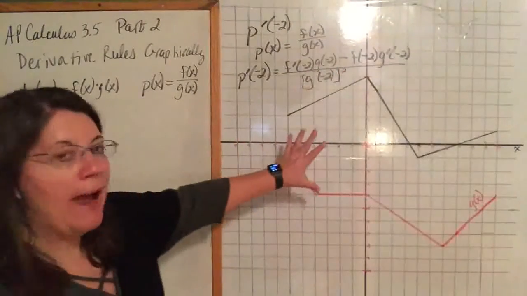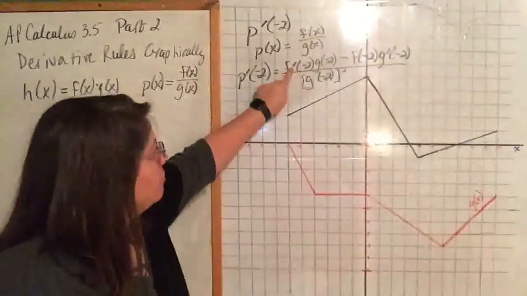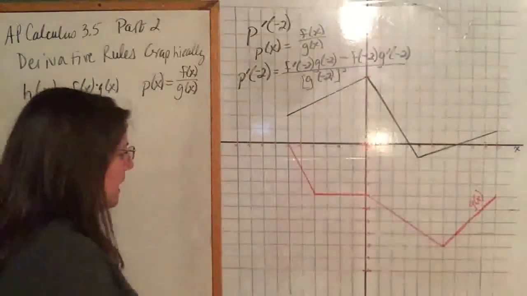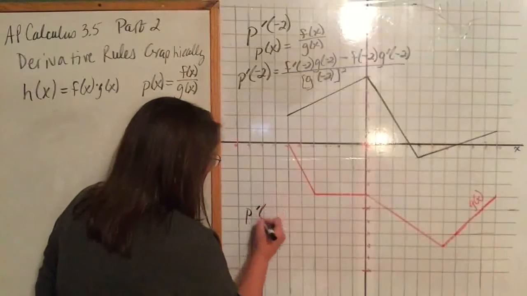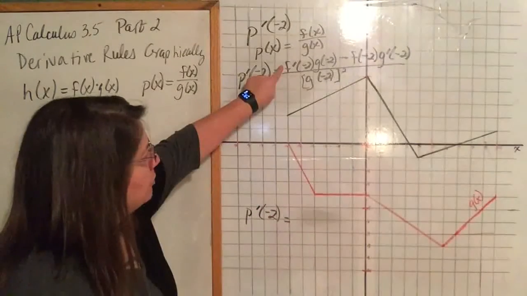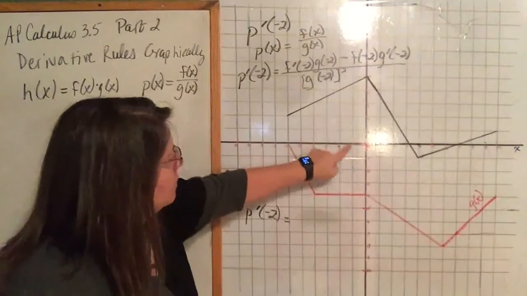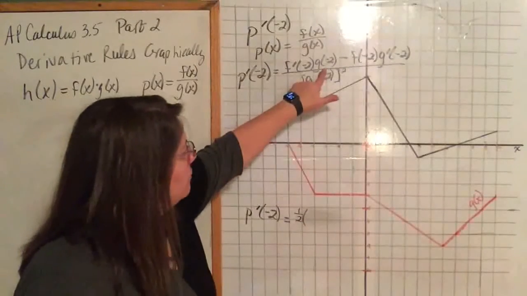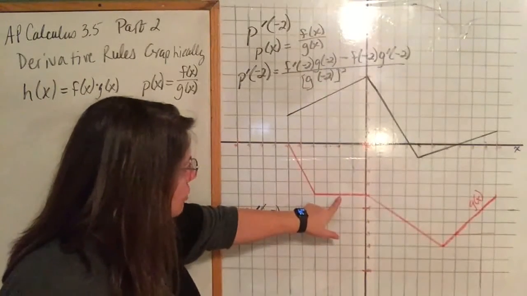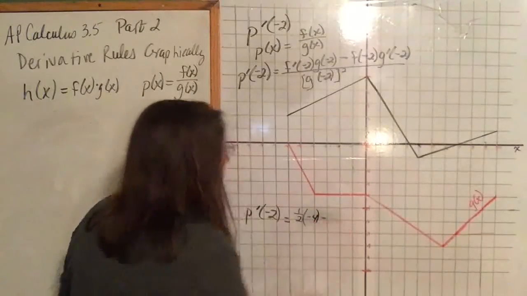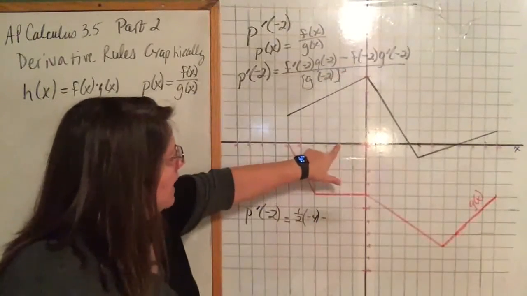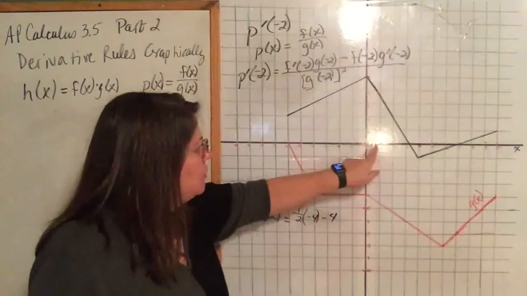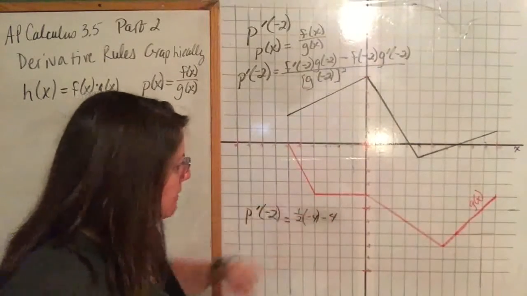Then if we look at the graphs to fill in that information, f prime of -2: at negative 2, the f function has a slope of 1/2. So p prime of negative 2 equals f prime of negative 2, the slope of the f function at negative 2, which is 1/2, times g of negative 2, the y-coordinate of the g function at negative 2, which is negative 4, minus f of negative 2. At negative 2, the f function is 4, times g prime at negative 2. The derivative of the g function at negative 2 is 0.